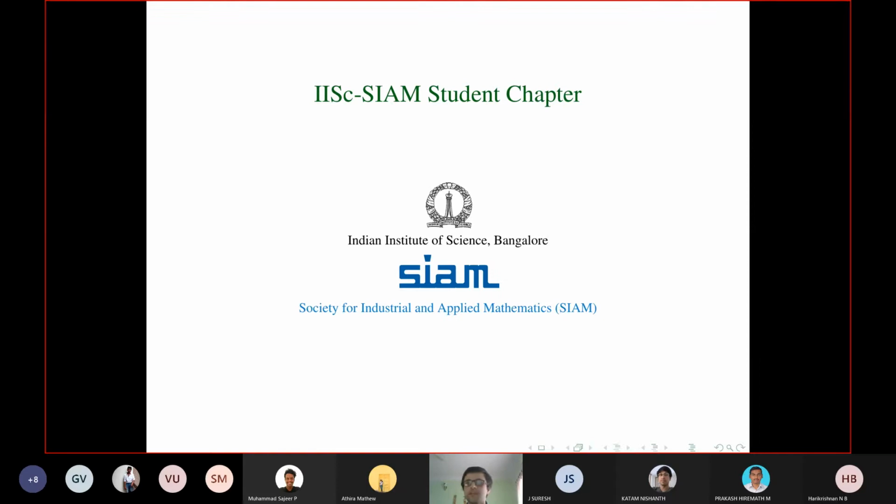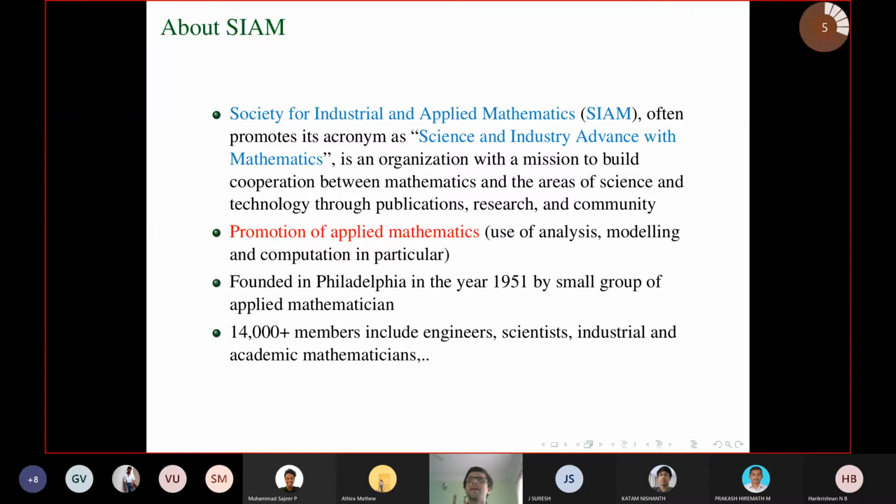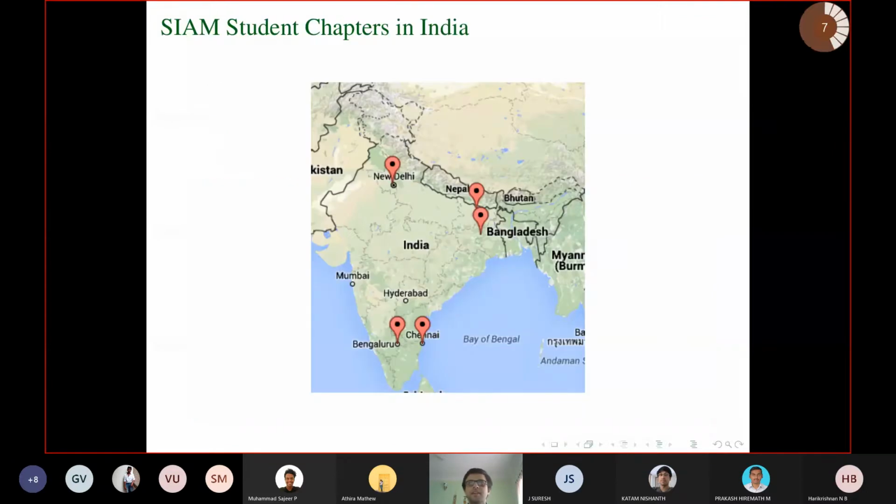A brief introduction about our chapter before we begin. SIAM is the Society for Industrial and Applied Mathematics. It is an organization with a mission to build cooperation between maths and other areas of science like technology through publications, research and community. So we mostly organize events which promote applied mathematics as applied to engineering and other science fields.